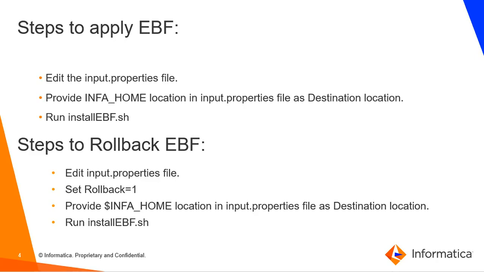To roll back EBF, you need to edit the same input.properties file and set rollback equal to 1. It means we are going to roll back the EBF. And check whether the info home is pointing to the proper Informatica server location, and then run the installEBF.sh file. It will roll back the EBF.